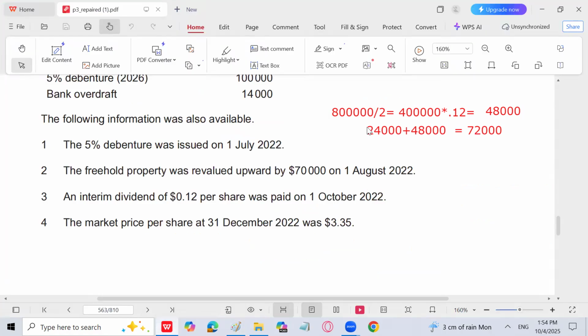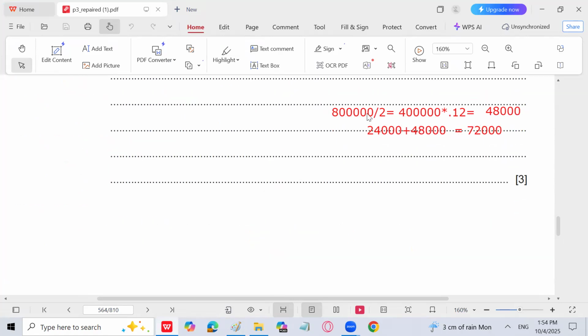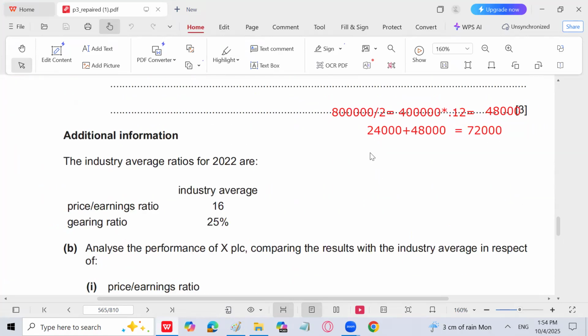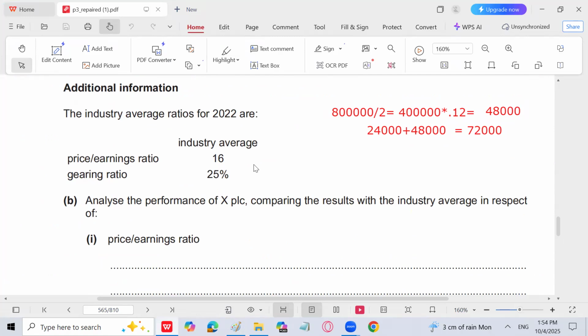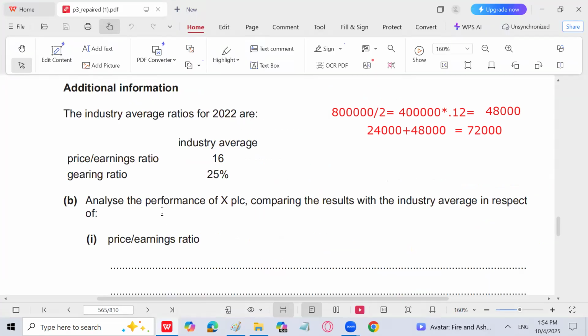Let me see some other part of the question. Price earning ratio calculated, dividend yield ratio, gearing ratio we have calculated, return on capital employed. Then industry average ratios for 2022 are price earning ratio 16 times. So we are having 18.6 times price earning ratio. So it means that our market price, our capital growth of the business is good. Company is on the rise. We are looking for future growth and expansion of the business. Investors have confidence in our company. They want to invest in the business. 18.6 times is more than industry average.